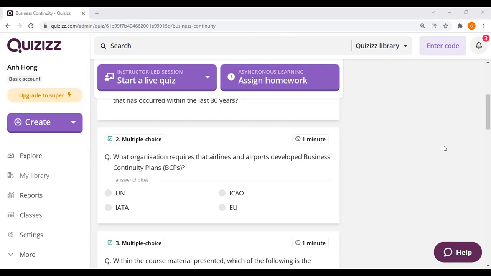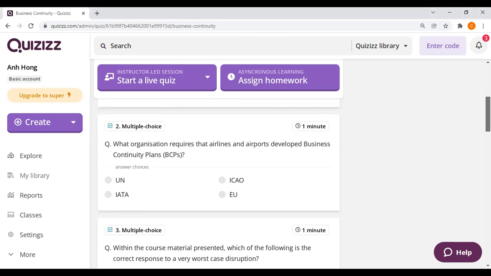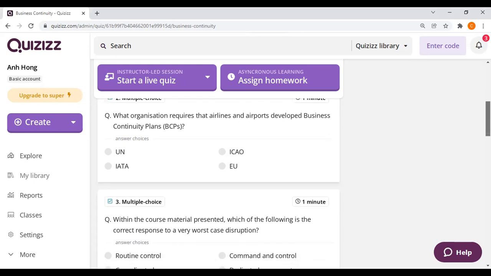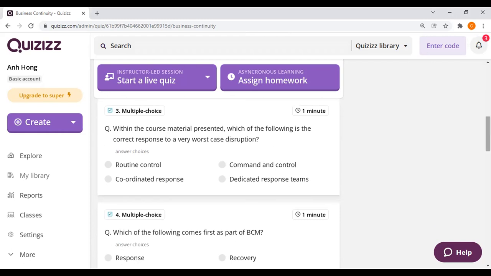The next question is a multi-choice question, so you just select one you think. What organization requires that airlines and airports develop business continuity plans? So if you recall, I went through some of the rules of one of these organizations. Was it ICAO? Was it IATA? Was it the United Nations or was it the European Union? So it's probably fairly simple.